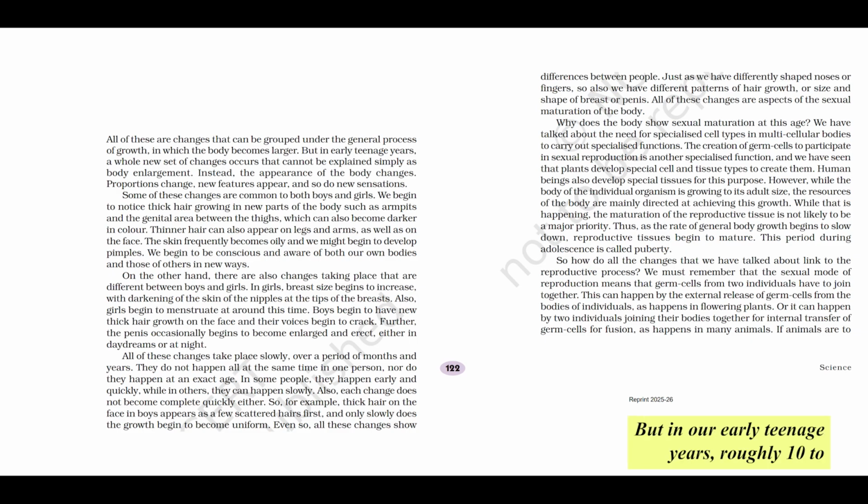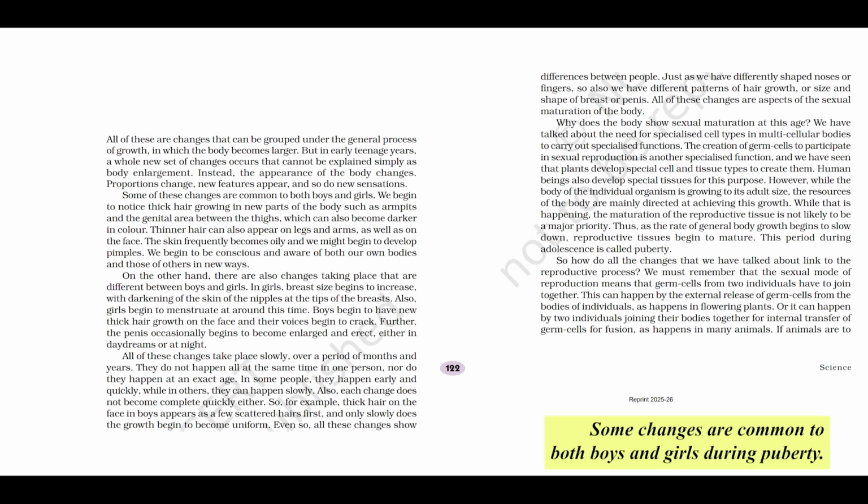But in our early teenage years, roughly 10 to 19, a whole new set of profound changes occurs. Not just body enlargement. Body appearance changes, proportions shift, new features emerge, new sensations, emotional shifts. This period of adolescence is called puberty. It's fundamentally when our reproductive tissues begin to mature, usually as general body growth slows down. Puberty, the time of big changes in teenagers.